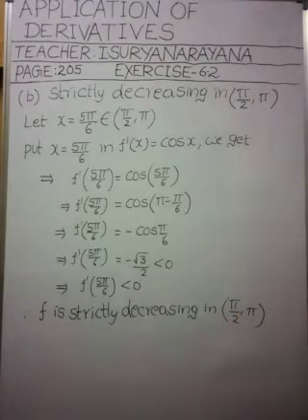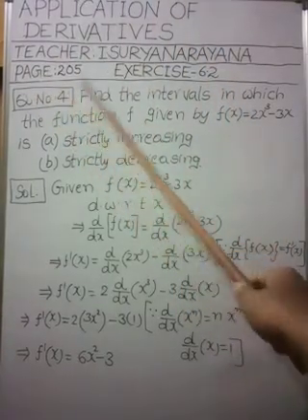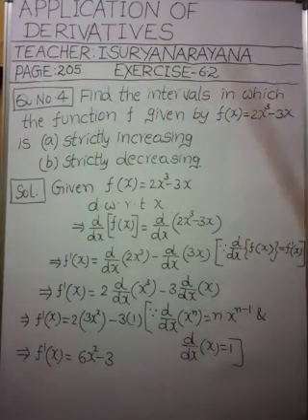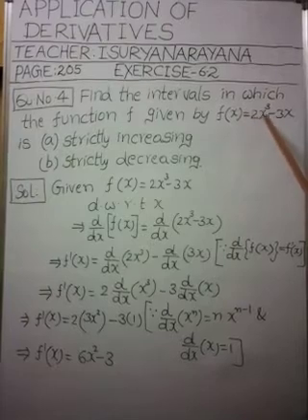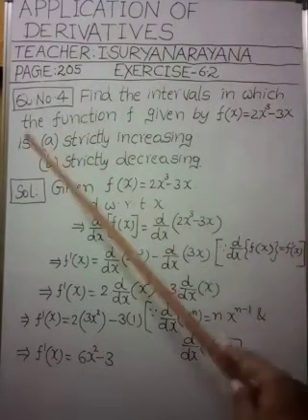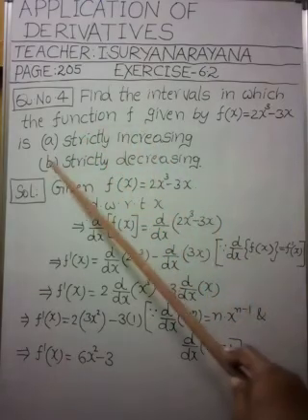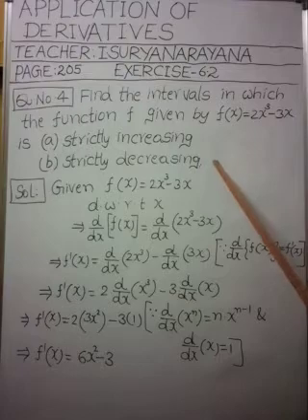Understood, my children? Right. Now come to question number 4. Find the intervals in which the function f given by f of x is equal to 2x cube minus 3x is, first part, strictly increasing, and second part, strictly decreasing. Understood this question, my dear children?